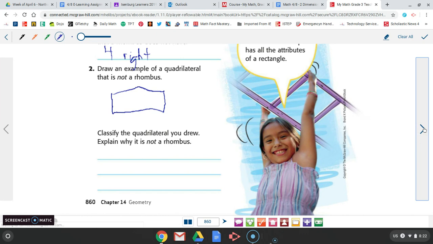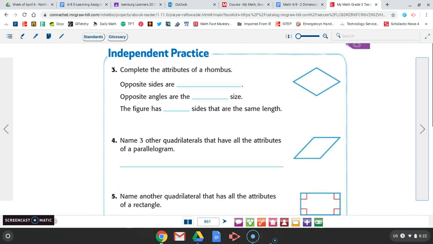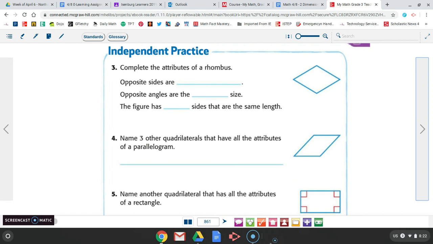Let's go ahead and look at page 861. This is your independent practice. Now, this is what a lot of your Edge Elastic assignment is going to look like. So hang with me and make sure you're understanding what we're doing. Number 3 says complete the attributes of a rhombus. So we have to think about those rules of a rhombus. Opposite sides are, we should put the word equal right here. Opposite sides have to be equal. Oh, wait, I lied. Opposite sides have to be parallel. All right, because this side is opposite this side and they're parallel. This side is opposite this side and they're parallel. So this first blank should say parallel. Opposite sides are parallel. Then the next one says opposite angles are the blank size.